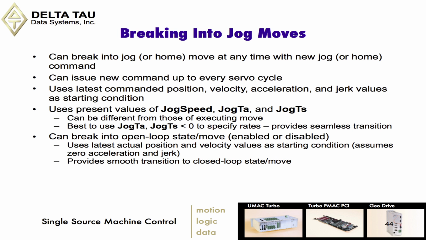You can break into an open loop move. So the motor's in open loop, and you start the jog command, whether it's enabled or disabled. It uses whatever the actual position and velocity of the motor is as starting condition values for blending into the new jog move.